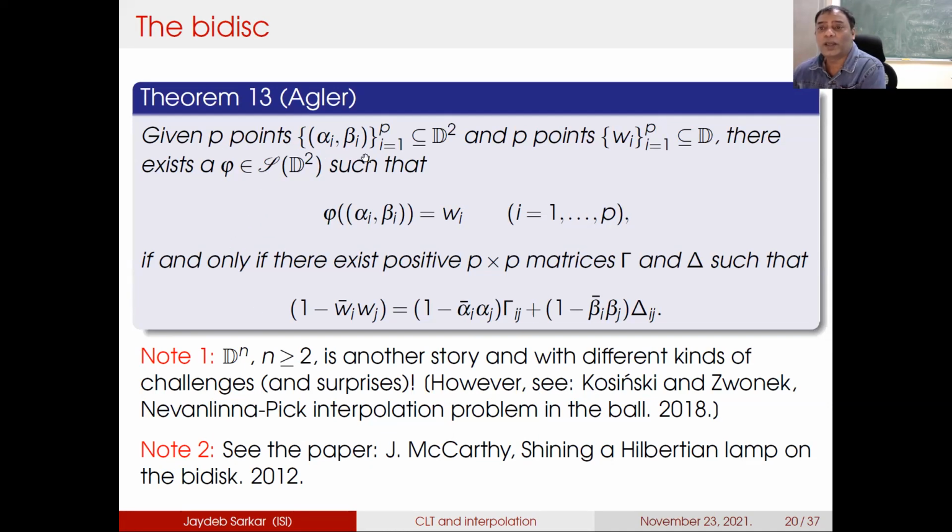So here is a thing. Again, you start with P points from the bidisc and P points from the disk. And this says there exists a two-variable Schur function phi such that it interpolates, in other words, phi of alpha I beta I equals omega I for all I, if and only if there exist positive p by p matrices, gamma and delta, such that 1 minus omega I bar omega j equals (1 minus alpha I bar alpha j) gamma ij plus (1 minus beta I bar beta j) delta ij, and this should be true for all ij from 1 to p. I think it's a very remarkable result.